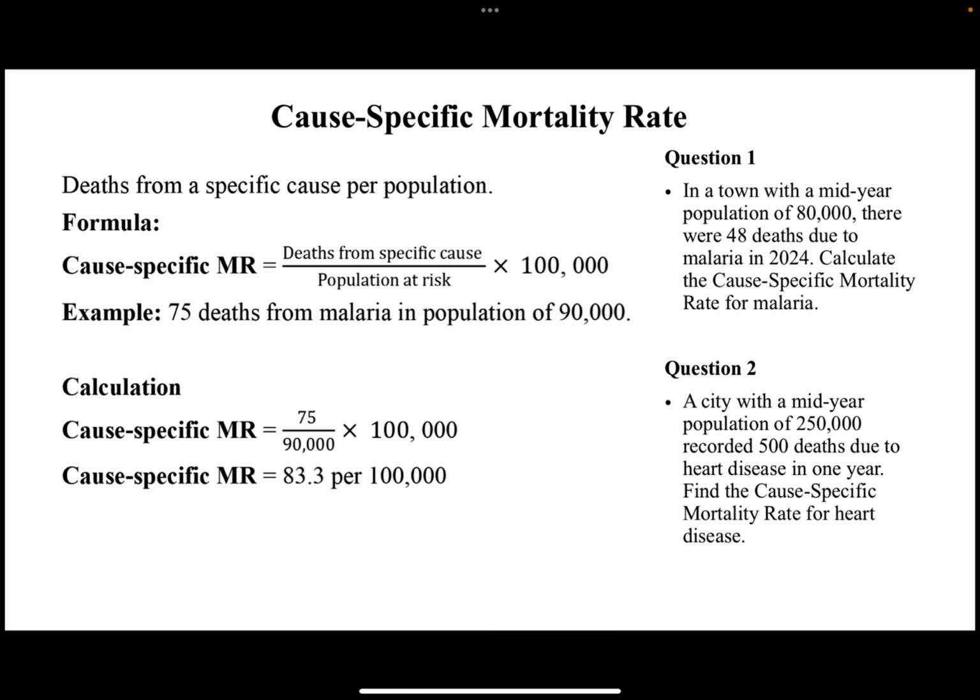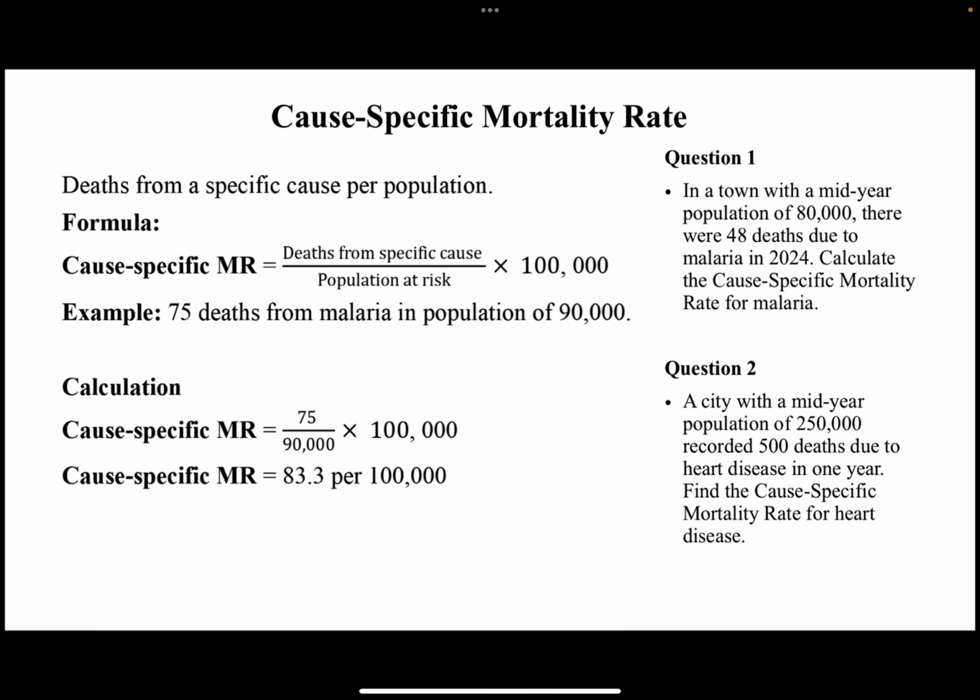Now let's do this one, the cause-specific mortality rate. In epidemiology, we can sometimes refer to the cause-specific mortality rate as the case-specific mortality rate. Cause-specific mortality rate simply refers to death from a specific cause per a population. The death per specific cause within a certain population.